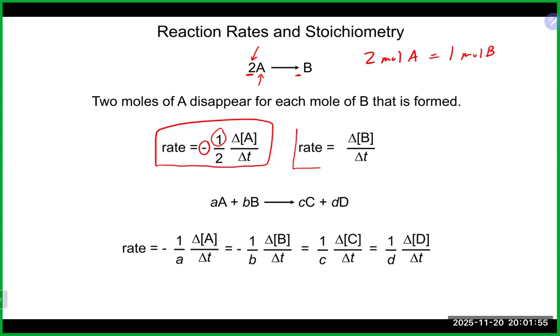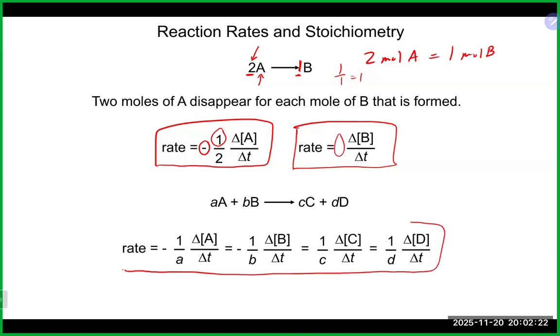We could also do it for our product. The rate is equal to, the coefficient here is 1, which gives us 1 over 1, which is 1, which is why there is no number written there. And it's also a product, so it should be increasing with time, which means we have a positive sign there, no negative. The change in the concentration of B with the change in time. In general, for a reaction, you could do that rate expression for everybody in this reaction.